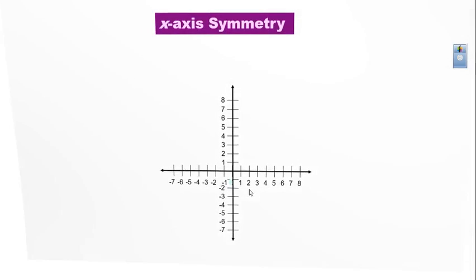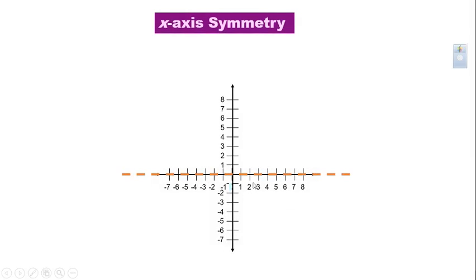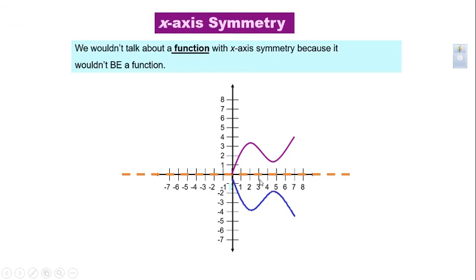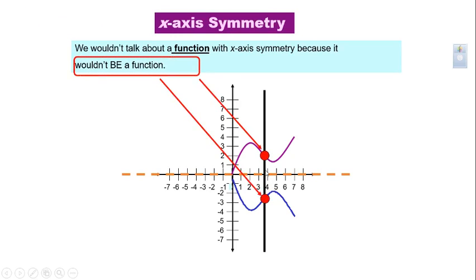And let's see here. For x-axis symmetry, as I pointed out before, if a graph has x-axis symmetry, then it is not a function because the graph fails the vertical line test. In fact, the only function that has x-axis symmetry is the line y equals 0, which is the x-axis.